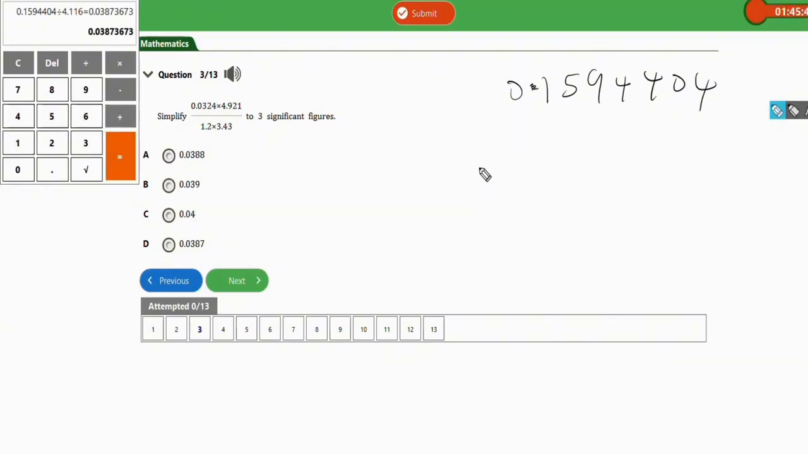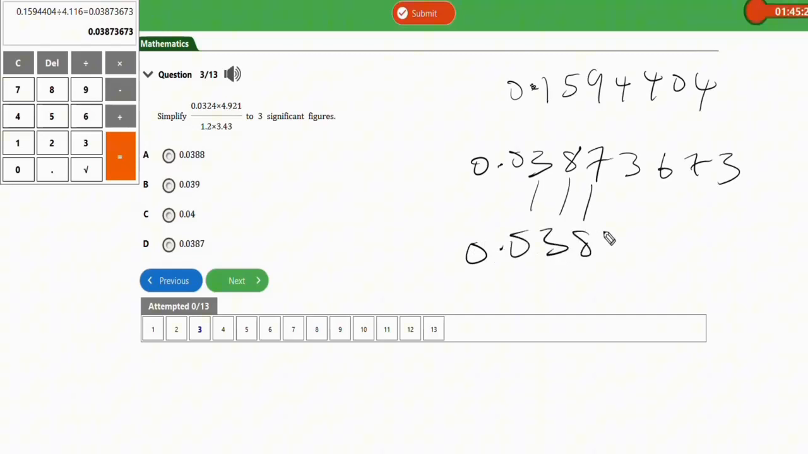So what's the output? We have it to be 0.03873673. So to 3 significant figures, this one is significant, this one is significant, this one is significant. This is the 3 significant figure. After 7 we have 3, the fourth one. This 3 is not up to 5, so you can't round it off. So basically the answer to this question will be 0.0387, which is option D.